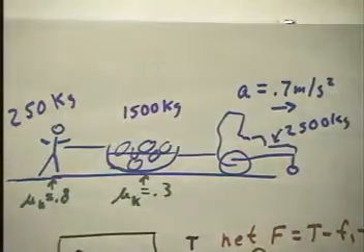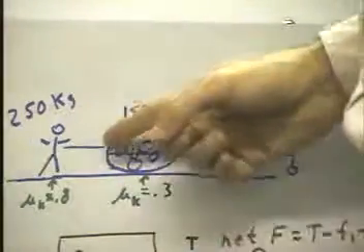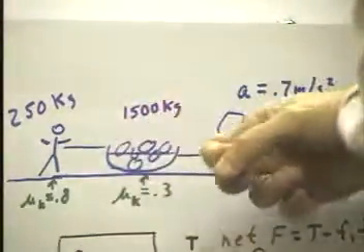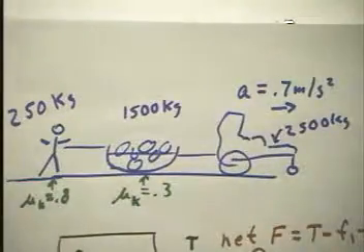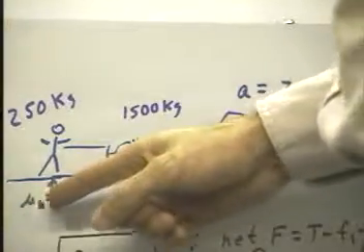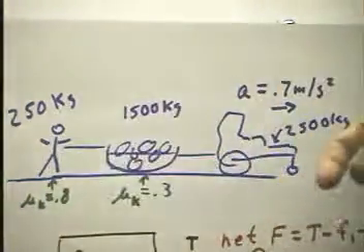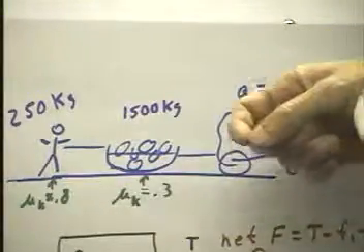Now, we have the owner of the rocks. The owner has his heels dug in. I didn't draw the owner in a very good posture. The owner would actually be leaning back with his heels dug in. Coefficient of friction of 0.8, trying to hold the sled back.